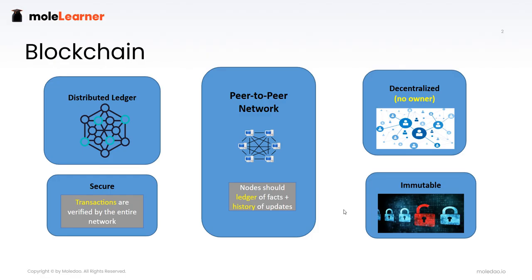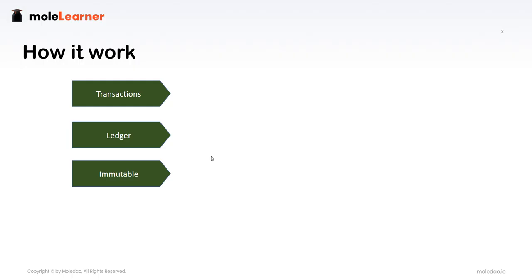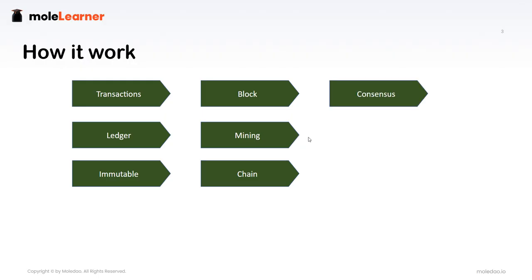Let's explain one by one. How does the blockchain work? First, the basic unit of blockchain is the transaction. A transaction will be put in the ledger and become impossible to modify, so we call it immutable. Then, once a certain amount of transactions is collected, they will become a block. Then it goes to mining to verify all the transactions. Once it passes, it will be strung together into the chain and updated to other nodes through the consensus mechanism. This is how the blockchain works.